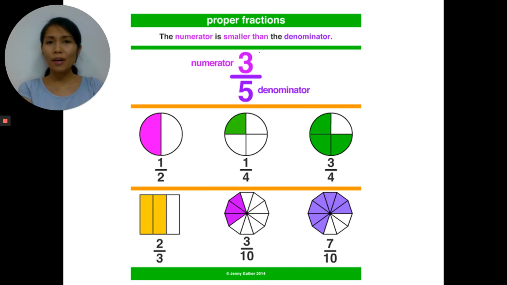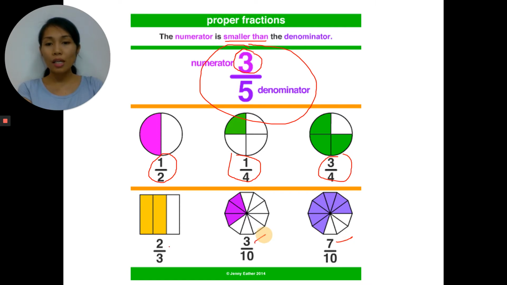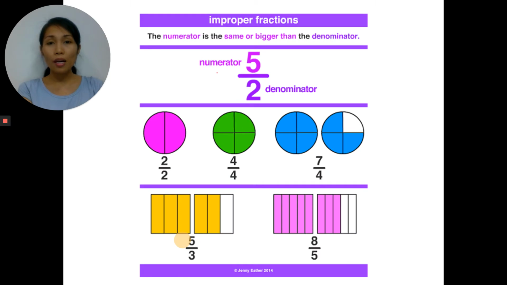Okay, what are proper fractions? I've already told you a while ago. Proper fractions, numerator is lesser or smaller than the denominator. So that's the proper fraction. You see, 1/2, 1/4, 3/4. The numerators are smaller than their denominators. How about the improper fraction? It is the opposite of proper fraction. Their numerators are bigger than their denominators. Like here, 5 is bigger than 2, so it's improper.